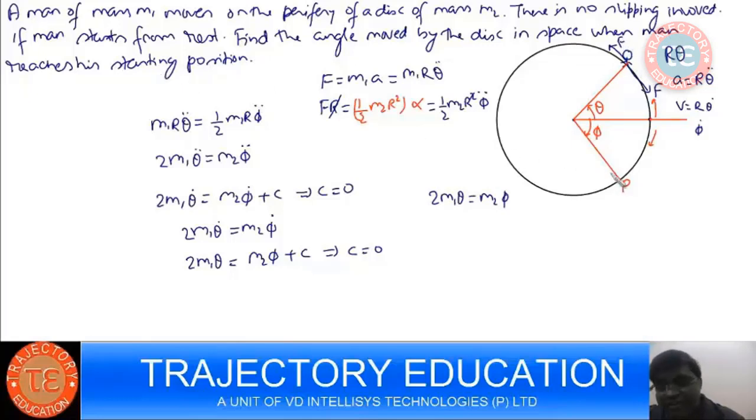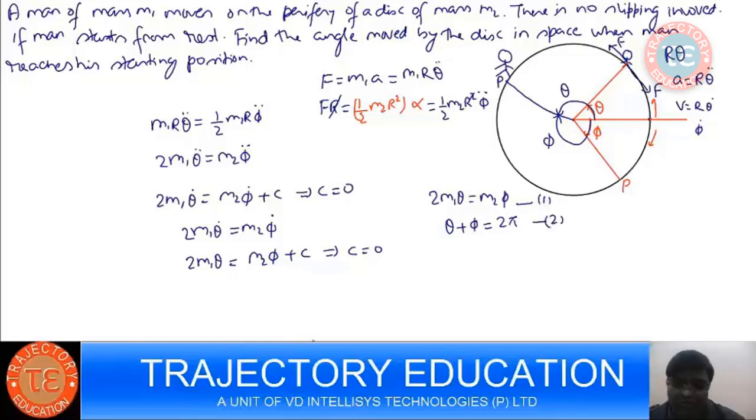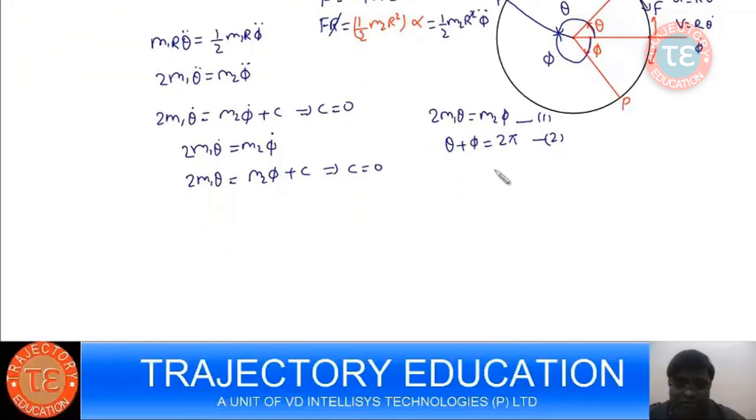Now, when the man reaches the starting position, point P, a time will come when the man moving in this direction and point P moving in this direction, the man will again reach point P. Suppose the man reaches this position and the point P is also at this position. By that time, suppose the angle moved by the man is theta and the angle moved by the disk is phi. So they will continue to share this relation, but at that time this theta plus this phi will be what? It will be 2 pi. This is 1, this is 2.